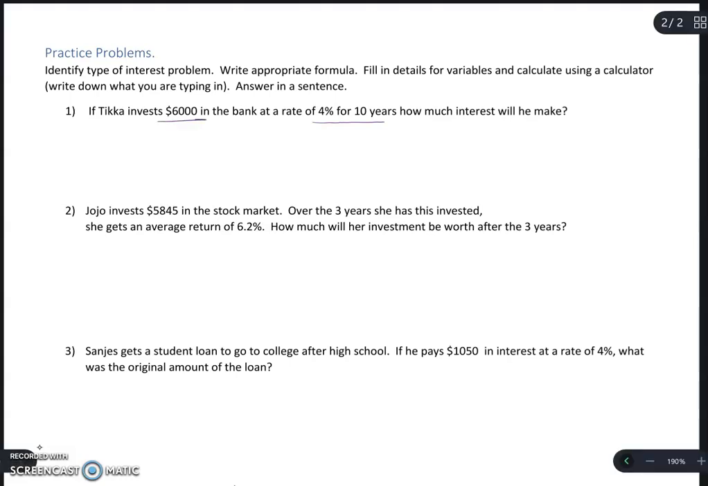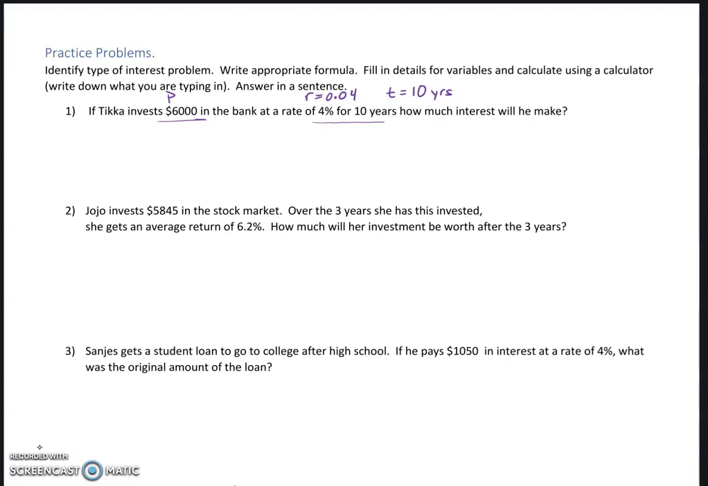So we have some key things. We have the principal is $6,000, so that's our initial investment. Our rate is 4%, so we always want to put that as a decimal, 0.04. Our time is 10 years. And for simple interest, time is always in years. For all these problems that we'll do, time is in years.